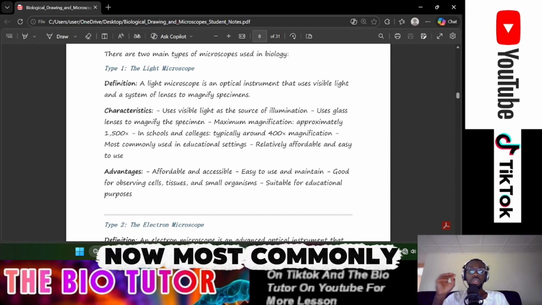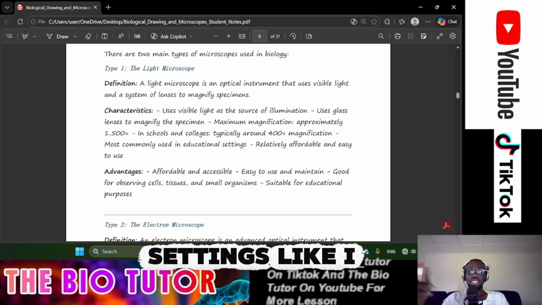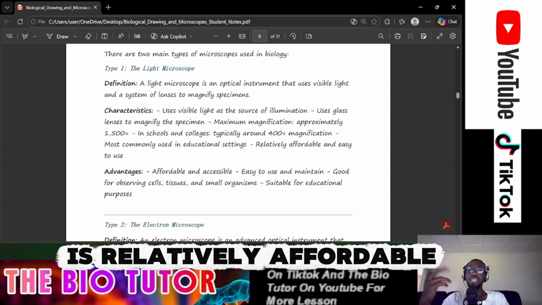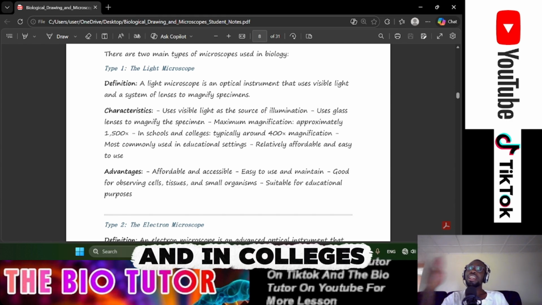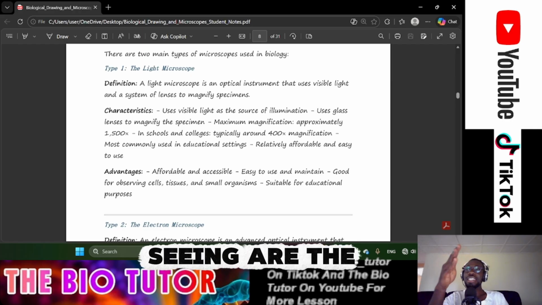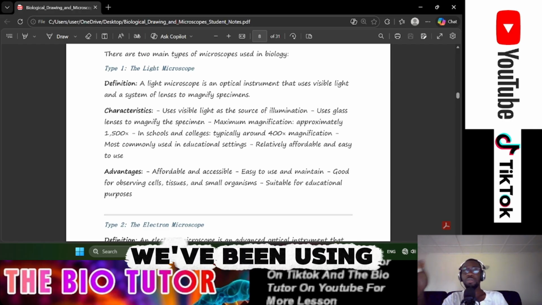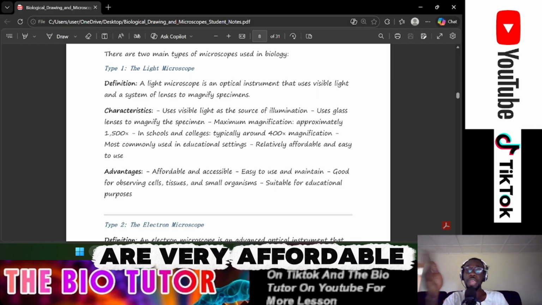It is most commonly used in educational settings, like I was saying, and it is relatively affordable and easy to use. So in schools and colleges, the microscopes you have been seeing are the light microscopes, and they are very affordable.